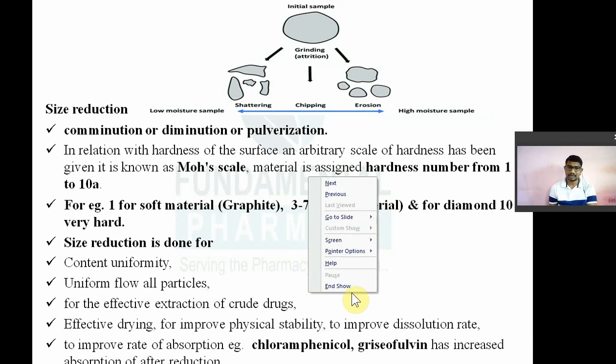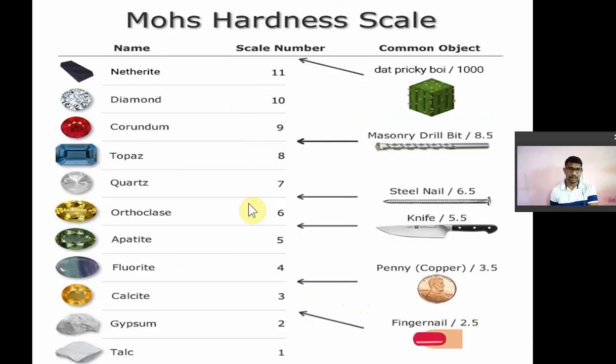So that's why, to improve the rate of absorption and bioavailability, you need size reduction. Again, there is a scale known as the Mohs scale, which is an arbitrary scale for describing the toughness or hardness of material. On this scale, a material is assigned a number from 1 to 10 or 1 to 15. For example, talc. Talc is a very soft material, so it is given number 1. After that, gypsum. Gypsum is again a soft material. It is given number 2.